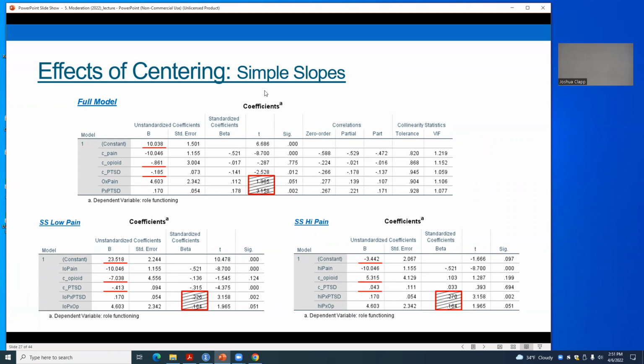Your interaction coefficients didn't change at all, but we're getting different coefficients for your constant, for opiate use, and for PTSD. Your moderator, that didn't change, right? That's the same, right? But your conditional effects went through and started to change, okay? And remember that in this model, what is my conditional effect here that I'm interested in?